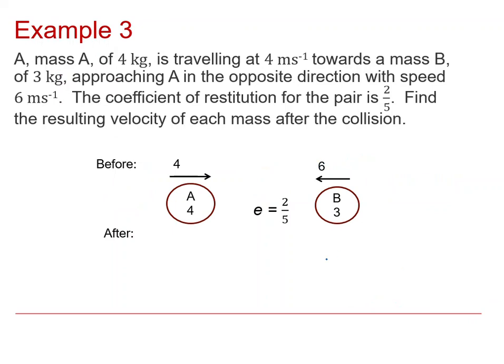Now let's take a more general situation where we don't know either speed after the collision. So allow a moment to read through the information to check that it is summarised correctly on the diagram. Mass A 4 kilograms, mass B 3 kilograms. The approach velocity of A is 4 to the right, and on the diagram it is, and for B towards A it's 6 to the left.